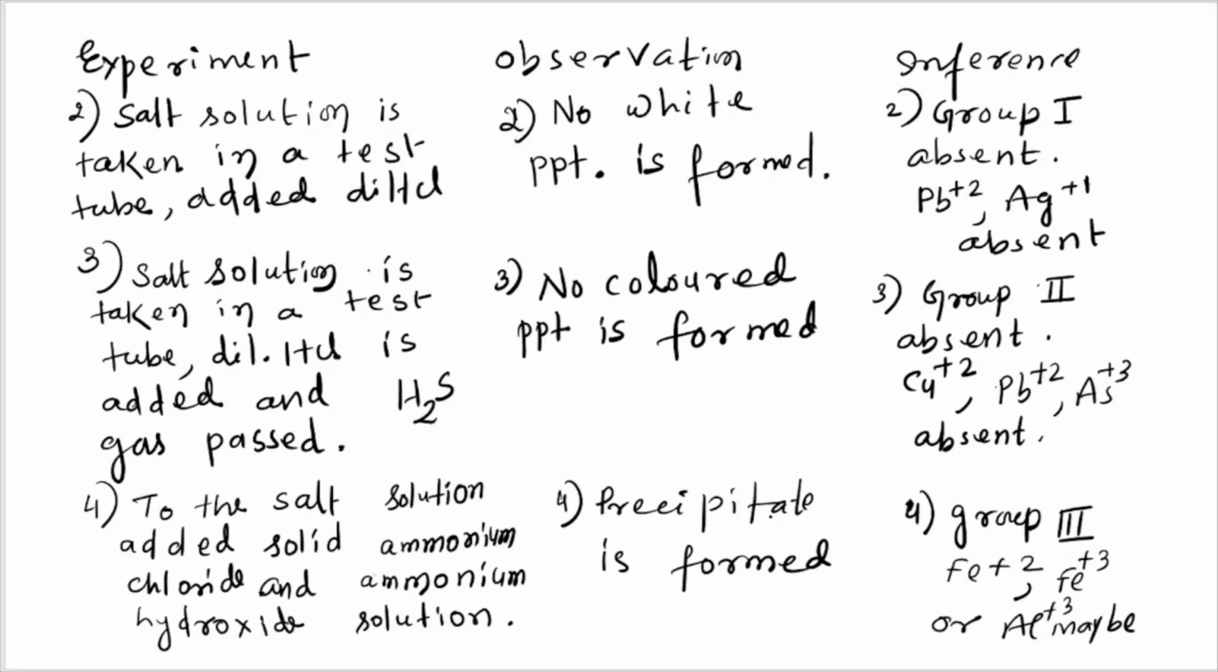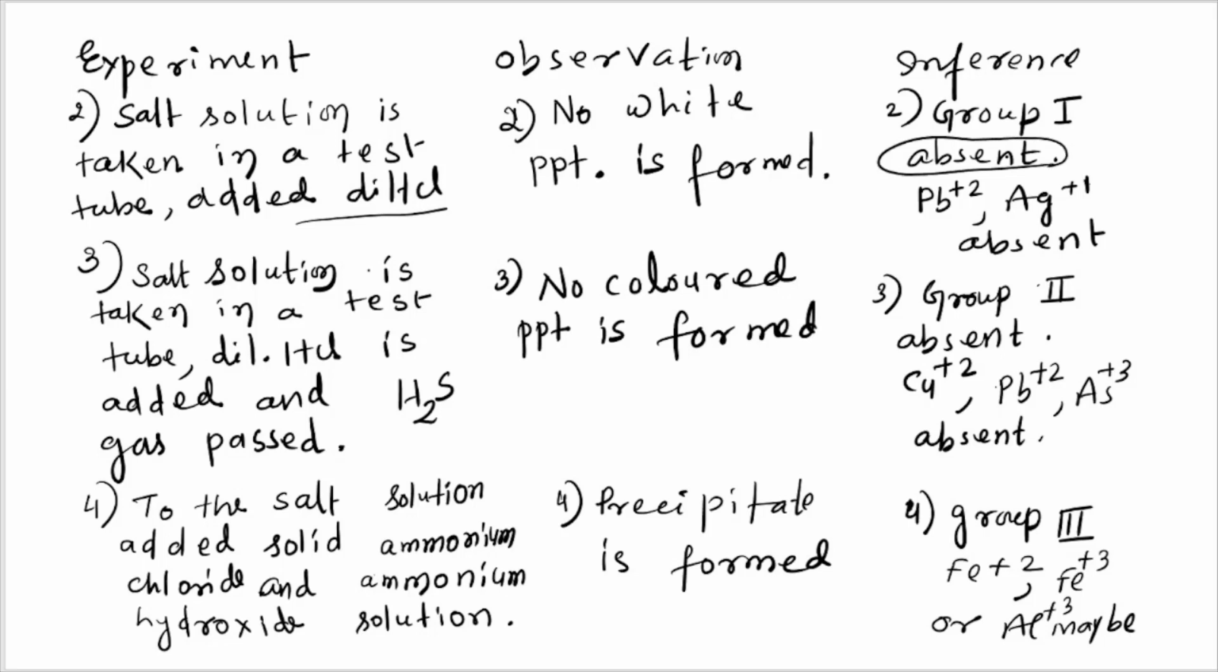Then come to first group. Salt solution, then add HCl. You see whether white PPT is there. No white PPT. That means group 1 is absent, because the group reagent for group 1 is dilute HCl. After adding dilute HCl there should be a white precipitate if group 1 is present. Since there is no group 1 present, surely no white precipitate forms.